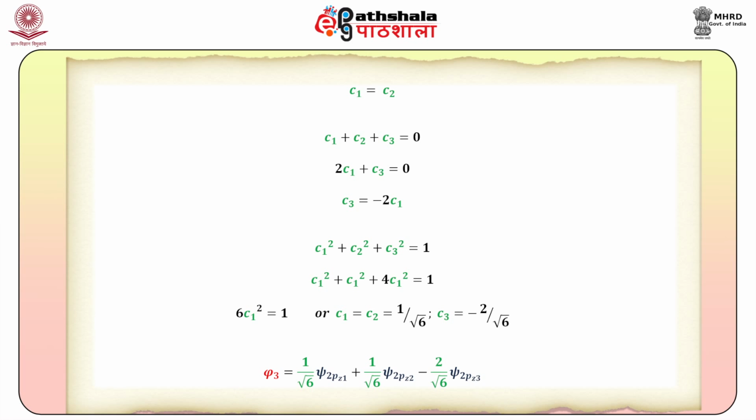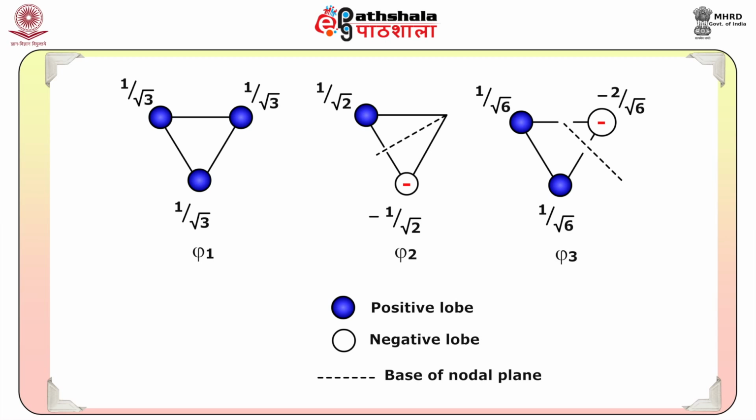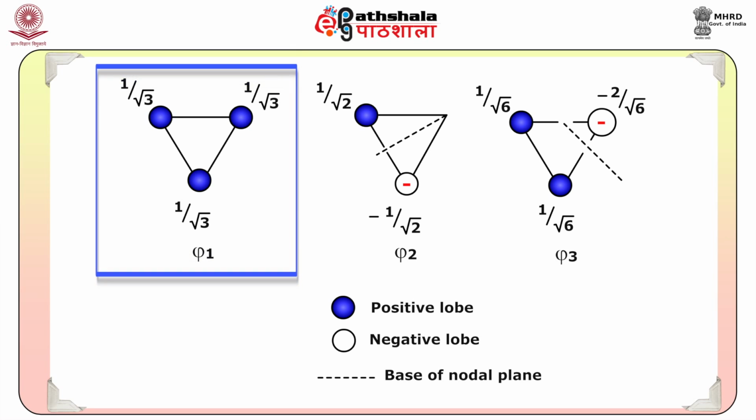In this way we have been able to calculate the wave functions for all the three molecular orbitals, and using these wave functions we can also draw a pictorial representation of these molecular orbitals, which has been shown in this figure. You can see that for Phi1 all the coefficients are positive, each is equal to 1 upon under root 3, and the corresponding positive lobes are shown of the pi orbitals.